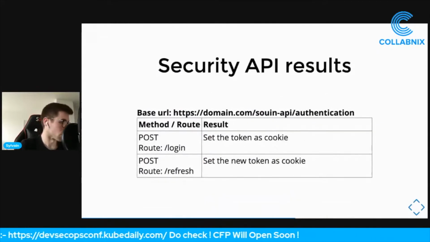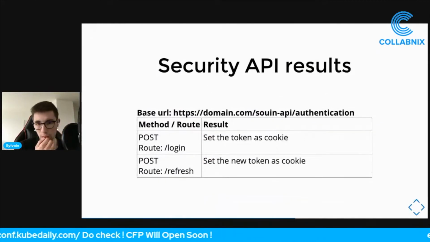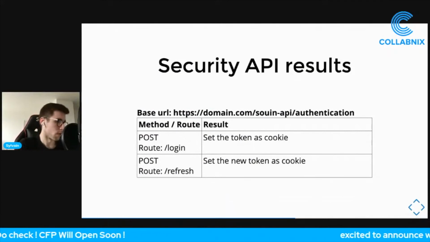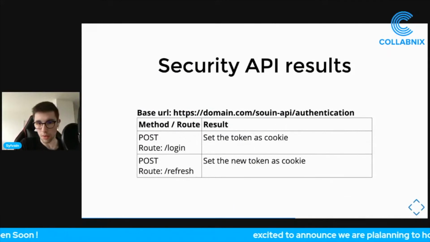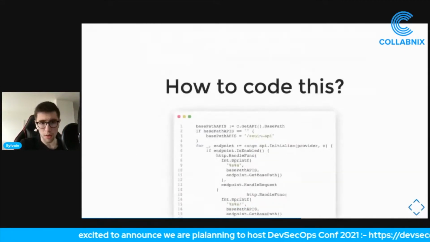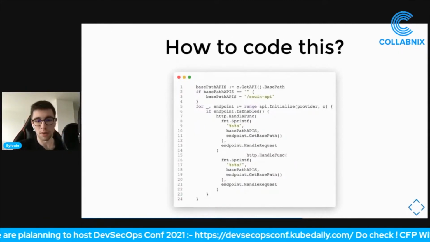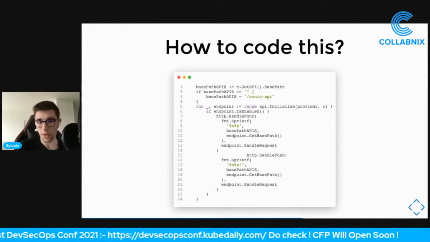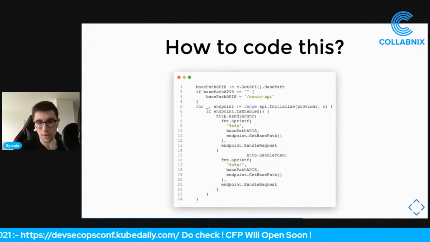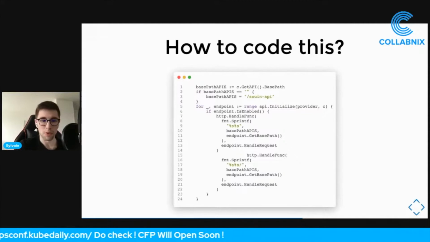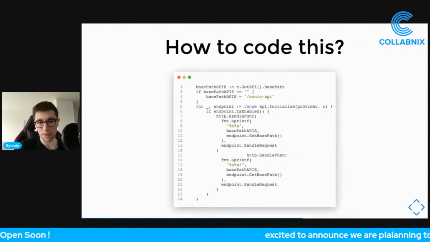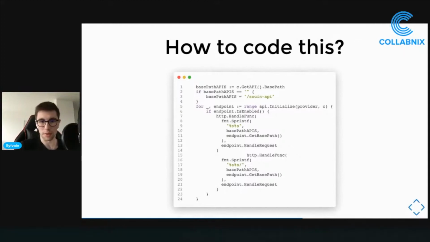Then here is the result about that. And we have the refresh and the login path. But in your mind, you can tell okay, it sounds great, but I want to know how to cut this. So I will show you the magic under the carpet. Basically, I get the main bus path from the configuration. If it doesn't exist, it will use the default value Souin API.